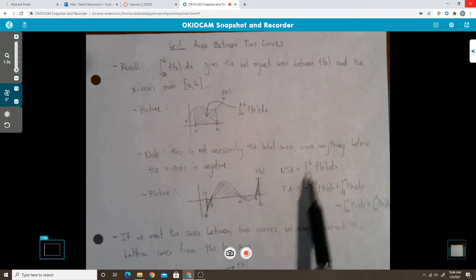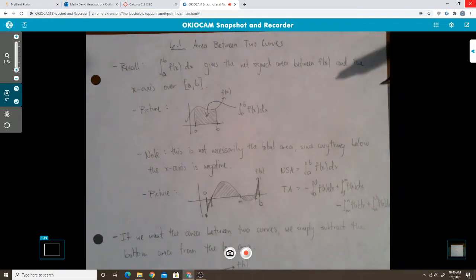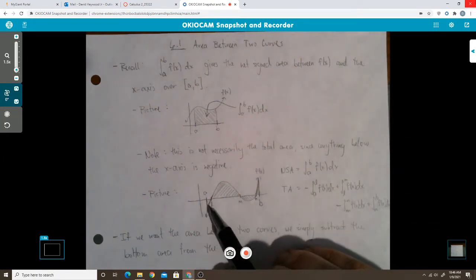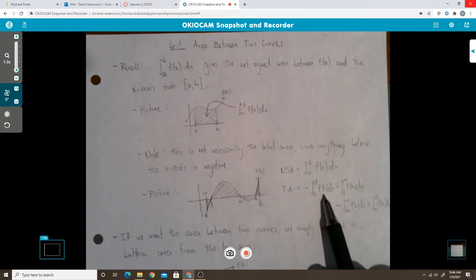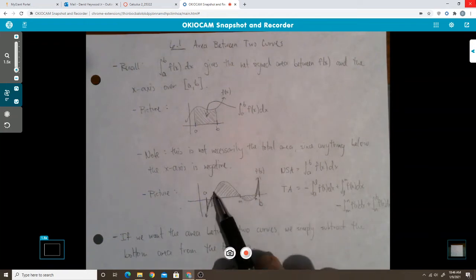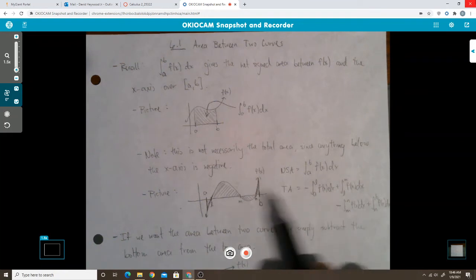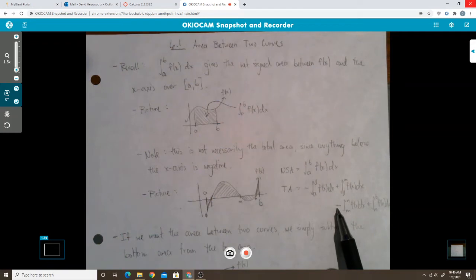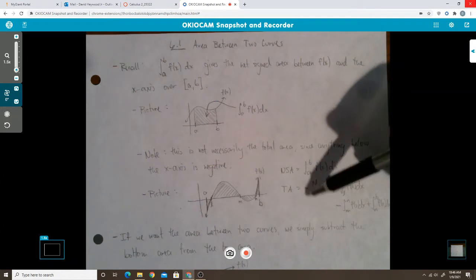So the net signed area is the integral from a to b of f of x dx. If you wanted to find the total area and you just integrate from a to L, you're going to get a negative value. And so if you want to find the actual area, you need to negate that negative value to make it positive. So from a to L, we negate the integral. Then from L to M, this is going to be a positive value, so we keep it positive. From M to N, it's going to be a negative value, so we negate it so that it becomes positive. And then from N to B, we keep it positive again. And so this would actually be the total area.